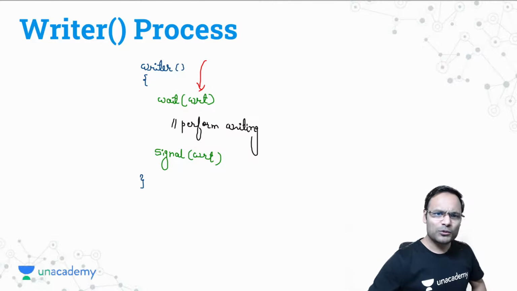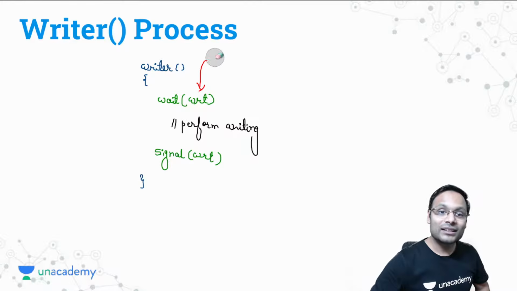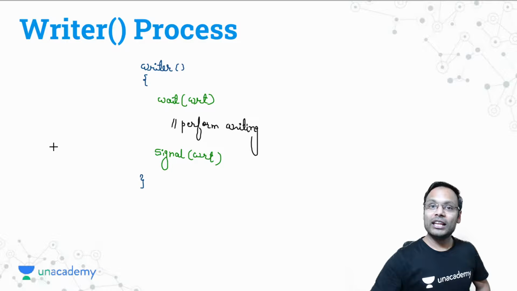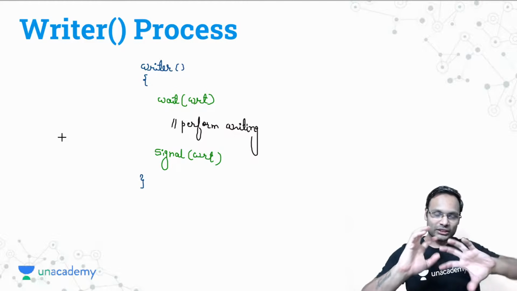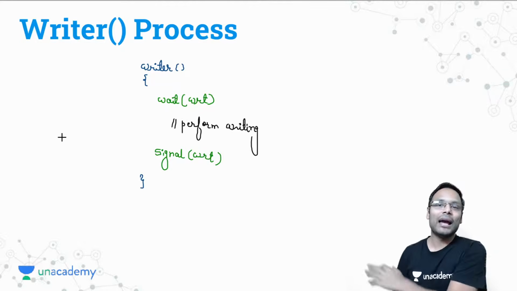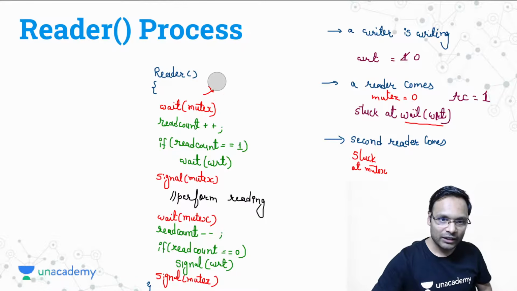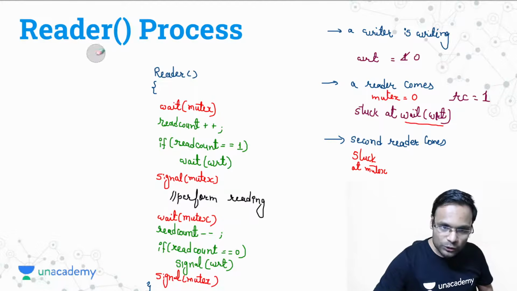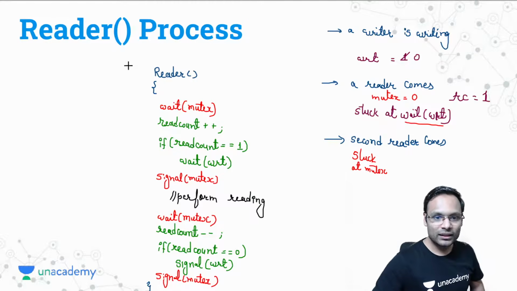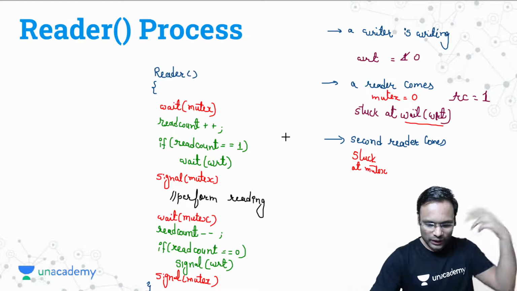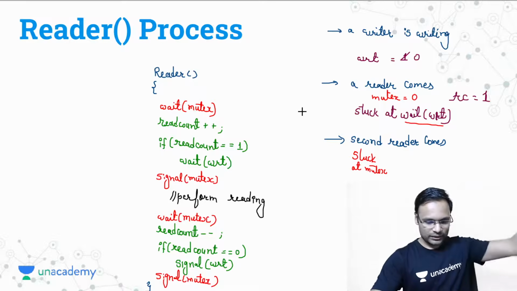So these are the small scenarios they may ask indirectly in the GATE exam. They may change the code a little bit and ask what will happen if this change is made. Like in one example I took, if I keep this perform reading also inside this wait and signal mutex, and remove these, what will happen? They will give you one scenario. You will have to run the code, then go ahead.